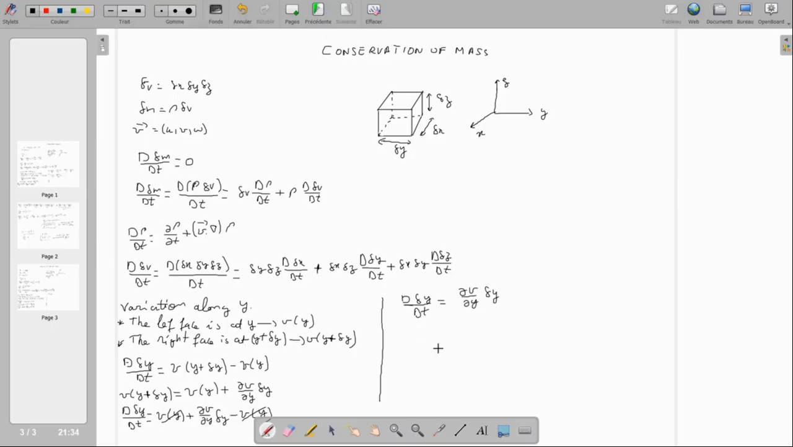Similarly, in the x and z directions, we can write d delta x over dt equals partial u over partial x times delta x, and d delta z over dt equals partial w over partial z times delta z.